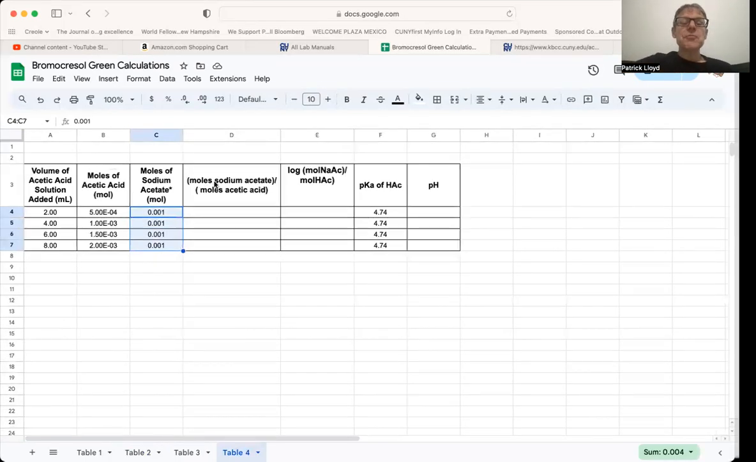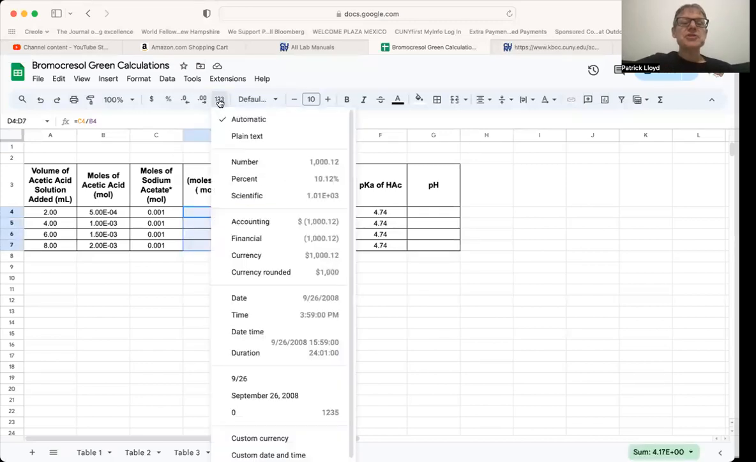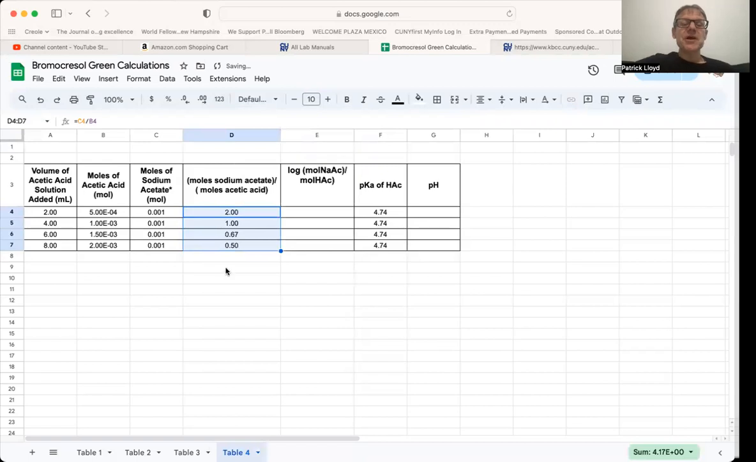Now we just need to do the ratio. The moles of the sodium acetate, that's the conjugate base, divided by the moles of the acetic acid. That's the acid, right? So equal sign, moles of the base divided by moles of the acid. And then we can fill that down as well. So this would be 2, 1, 0.667, and then 0.5. Now, when we have numbers like this, we don't need to have them in scientific notation, so I'm just going to switch this over to regular number. It looks like 2 digits past the decimal point should be fine. Okay, so there's our ratio.